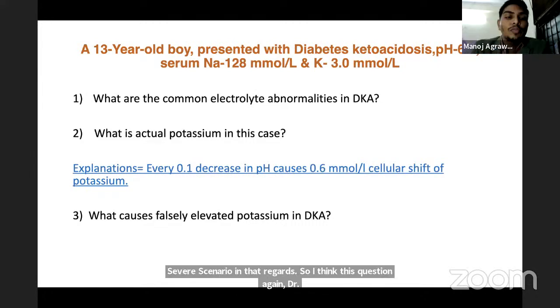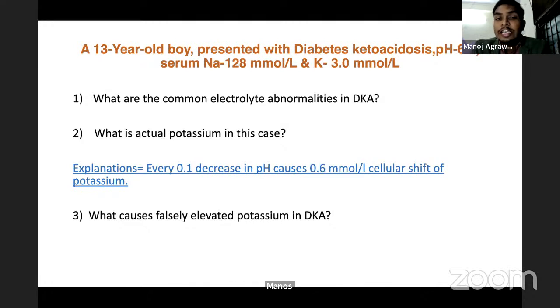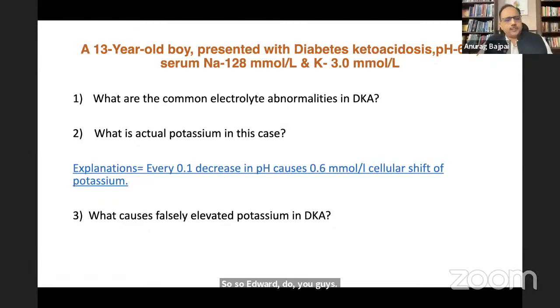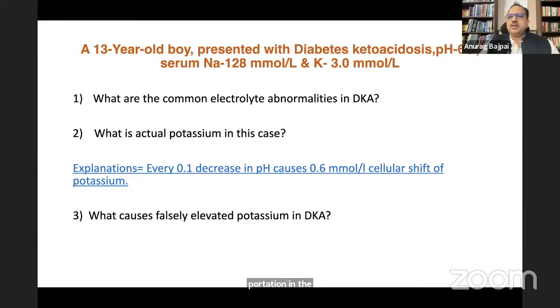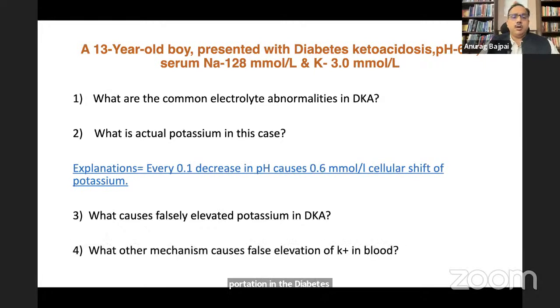My third question is, what causes falsely elevated potassium in diabetic ketoacidosis? As we previously discussed, there is an insulin deficiency in diabetic ketoacidosis, which moves potassium from the cell to the blood. And secondly, acidosis also drags potassium out of the cell. So these two mechanisms, insulin deficiency and acidosis, cause falsely elevated potassium in diabetic ketoacidosis.